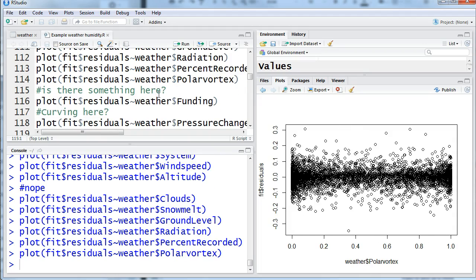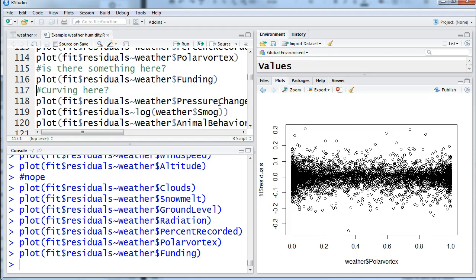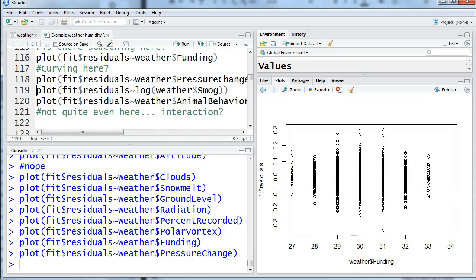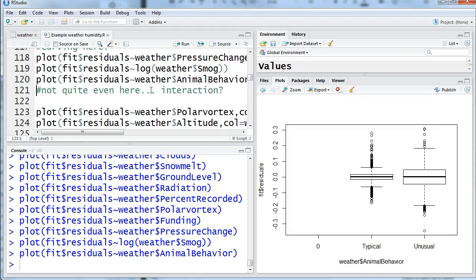And here's polar vortex. Do you see a pattern here? I see a band in the middle and then a larger band on the outside, so maybe there's something going on here. And funding, I'm still thinking maybe I see some curvature. I could be making it up, but I think it's worth looking into. And animal behavior, still we see a super skinny box plot here and a fatter box plot there. So I was thinking perhaps there could be some other interaction with animal behavior.